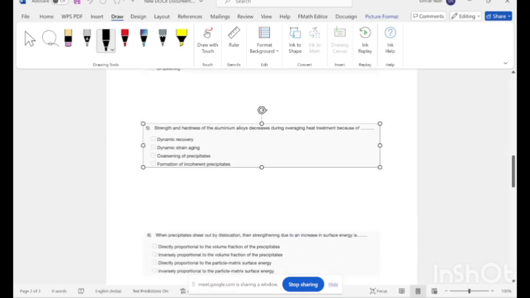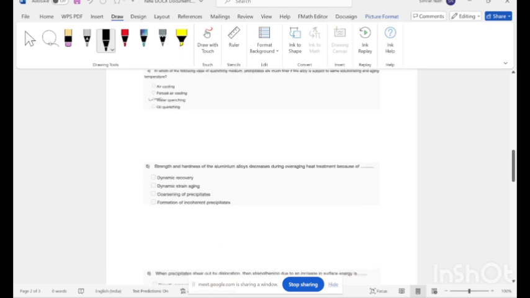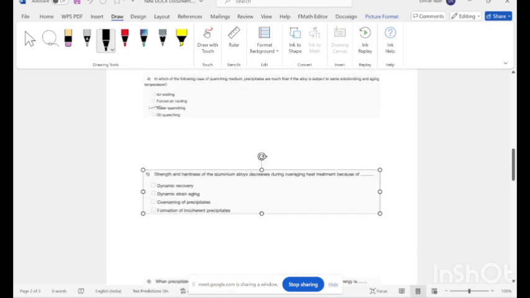Next is, the strength and hardness of aluminum alloys decrease during overaging heat treatment because of? Option 3, coarsening of precipitates. Yeah, correct.